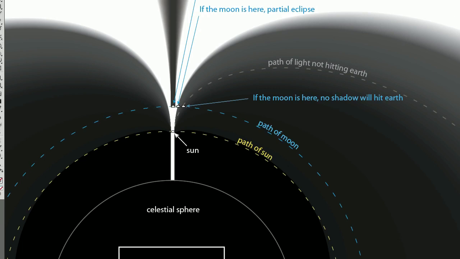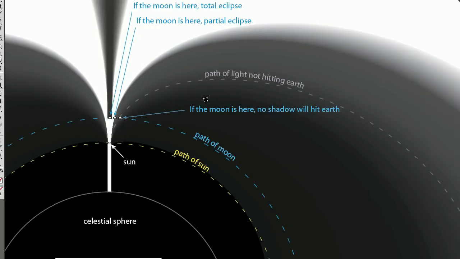And that has to do with the angle of the light and the way the trajectory works, how it curves around like that. So I have 3 different scenarios of the positionings of the moon. If the moon is here, in other words, outside this funnel illumination zone area, no shadow will hit the earth. If you look at this gray dotted line, that's the path of the light. It's not hitting the earth, it's simply just wrapping around like that.